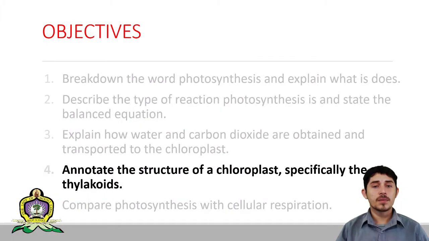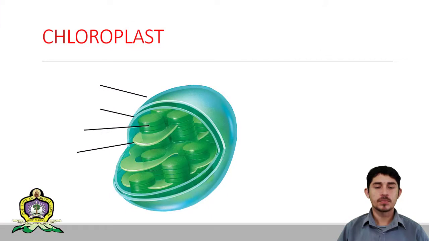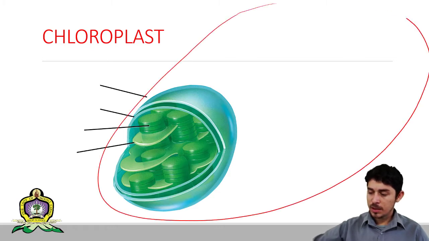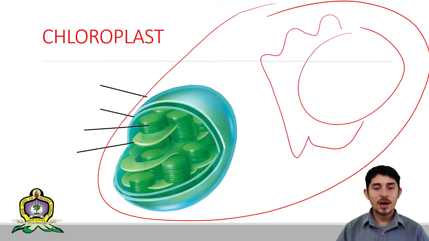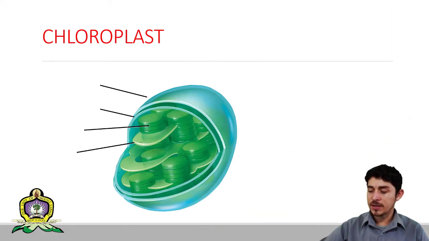Let's look at our fourth objective, which is to annotate the structure of a chloroplast, specifically looking at the thylakoids. What is he talking about? So this is how a chloroplast would look like. This would be the cell. You would have the nucleus, the endoplasmic reticulum. You would have all the structures of a normal cell. Inside of that plant cell, we would have the chloroplast, which is the photosynthetic organelle of the cell.